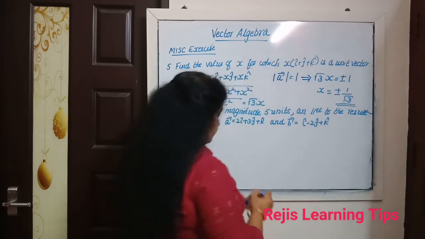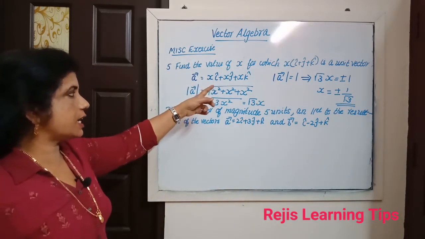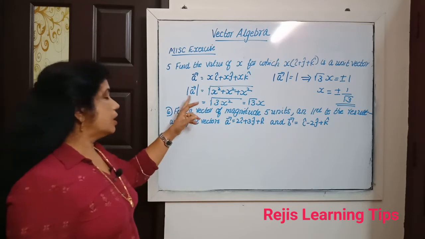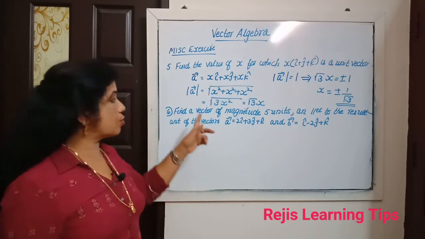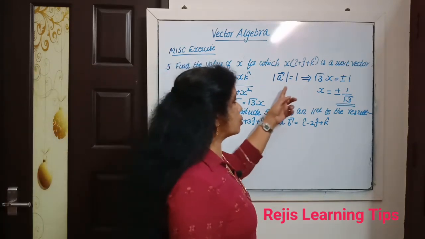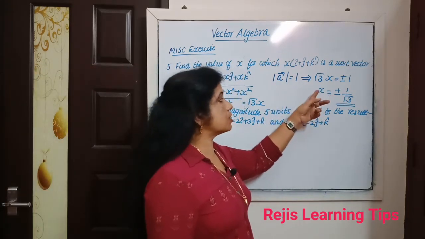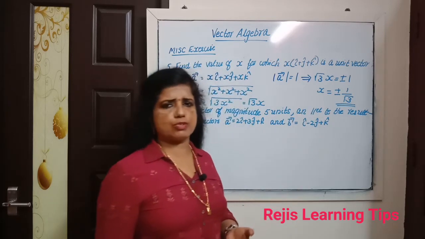Am I correct? Vector A is equal to xi cap plus xj cap plus xk cap. So, magnitude of vector A is equal to root of x square plus x square plus x square, that is equal to root of 3x square, that is root 3 x. Then magnitude of vector A is equal to 1, that means root 3 x is equal to plus or minus 1, so x is equal to plus or minus 1 by root 3. It's a very simple question, no?